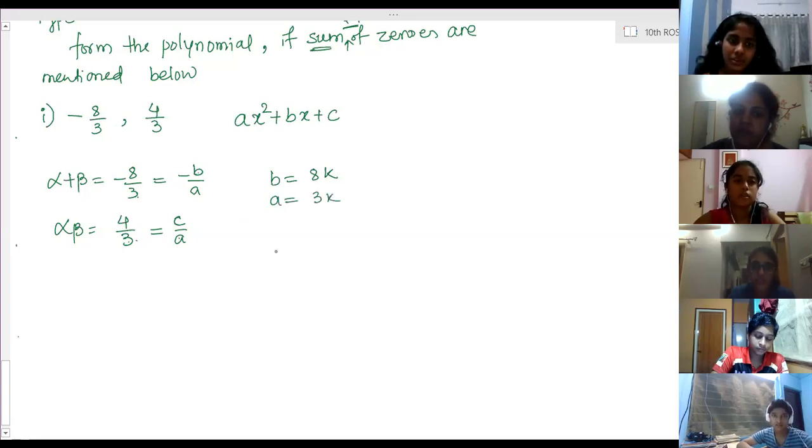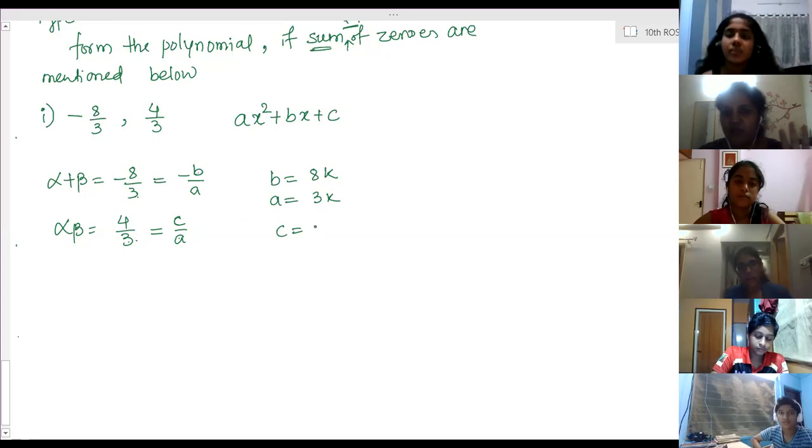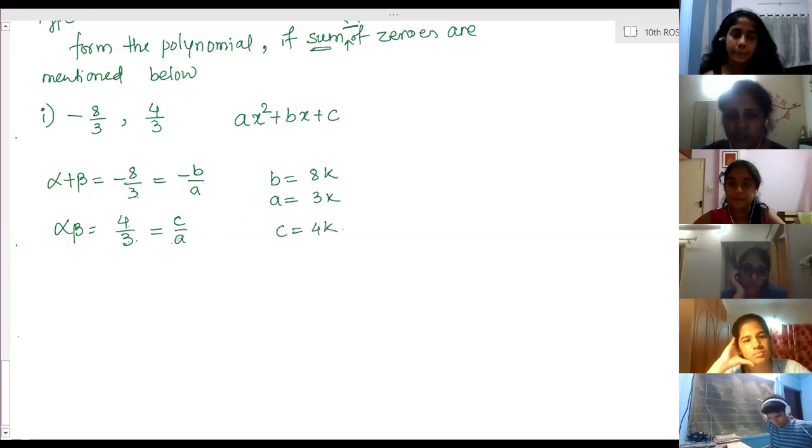P is 3k, and it will not be 3k squared. Why 3k squared? Right now we are only writing the values of a, b, c. The polynomial we will do afterwards. What is the value of c when you compare here? 4k. And a is again 3k.